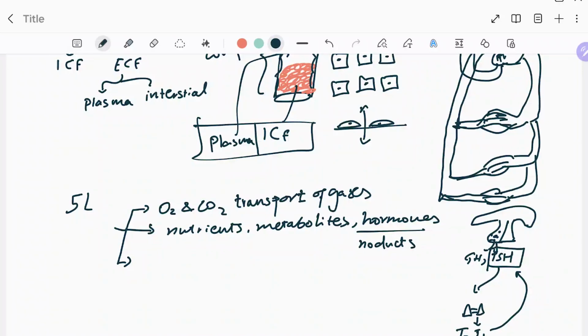Then after that, you have other important functions. Apart from the red cells which carry out the oxygen and CO2 transport function, your blood has some white cells. Those white cells are important in your defense, the immunity of the body.